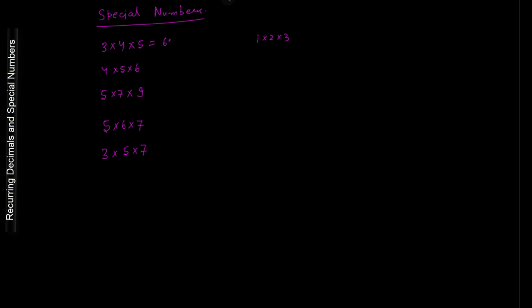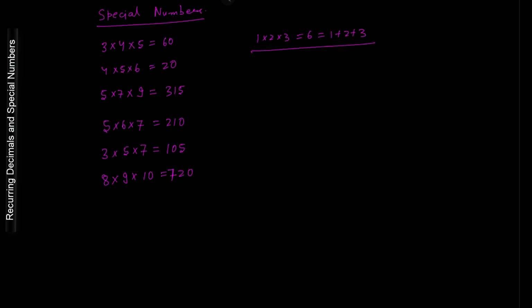3 into 4 into 5 is 60. 4, 5, 6 is 120. 5, 7, 9 is how much? 315. 5, 6, 7 is 210. 3, 5, 7 is 105. 1 into 2 into 3 is 6, and it is also 1 plus 2 plus 3. So these are some things that you should directly remember. 8 into 9 into 10, that is 720.